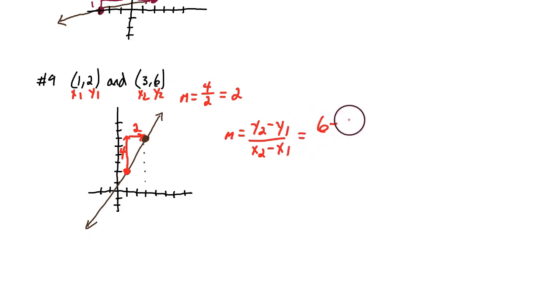y2 is 6, y1 is 2, x2 is 3, x1 is 1. Now the subtractions, 4 over 2, and that reduces to 2.